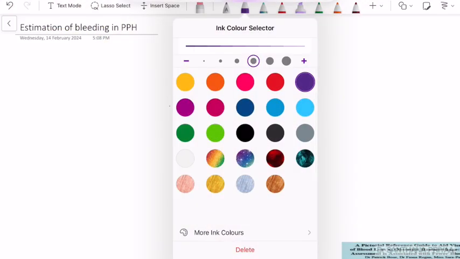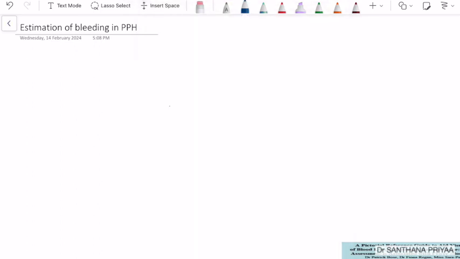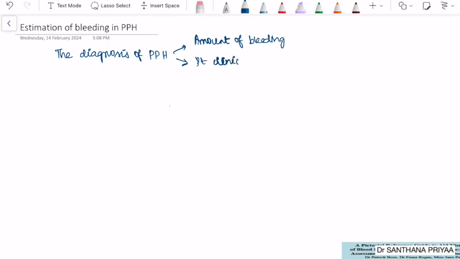Hello friends, today we will discuss how to estimate blood loss in obstetric hemorrhage. Usually the diagnosis of PPH is established by observing the amount of bleeding and the patient's clinical status. First, we'll see the ways to estimate blood loss.